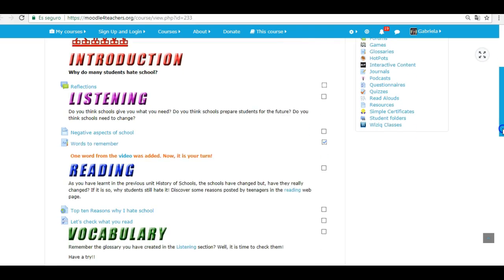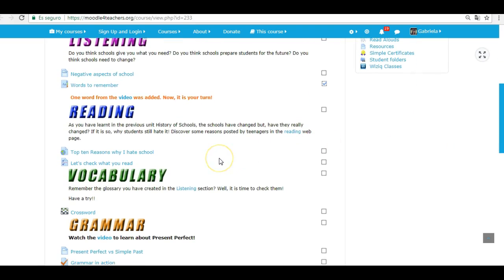Then in the reading section, I make them reflect on the previous unit, history of schools, and make a parallel between what they have learned in the previous unit and what they are reflecting on in this unit. And I added a web page, top 10 reasons why I hate school, and the interesting thing is that the web page has reflections from teenagers about school, and it's quite interesting.